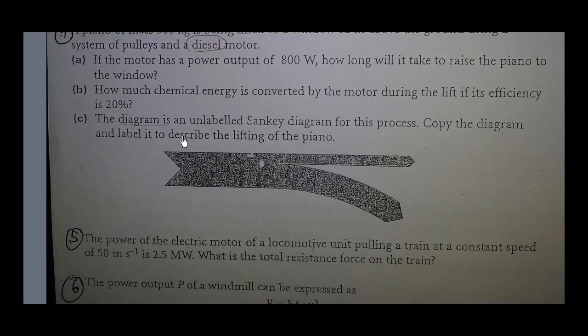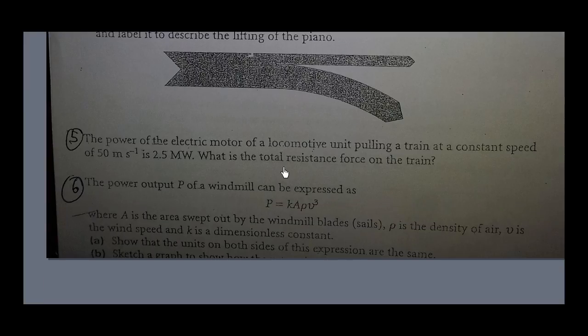In part C, the diagram is an unlabeled Sankey diagram for the process. Copy the diagram and label it, describe the lifting of the piano. There's only two ways the energy can go, and you should be able to do that, okay? Because that looks about 20 and 80% from the diagram.